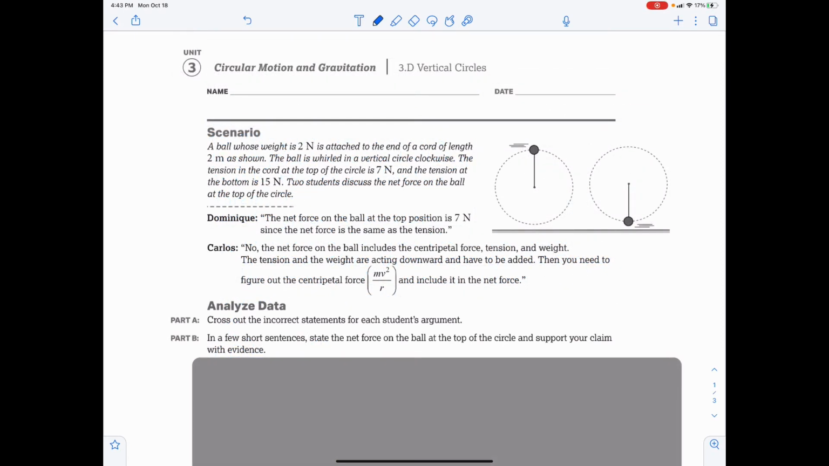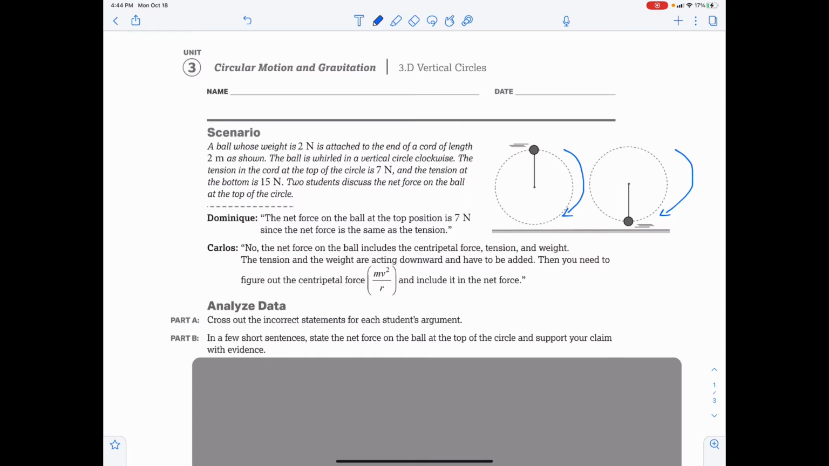Unit 3 Workbook. Activity D, Vertical Circles. Read the scenario along with me. A ball whose weight is 2 newtons is attached to the end of a cord of length 2 meters as shown. The ball is whirled around in a vertical circle clockwise. So like this. The tension at the top of the cord is 7 newtons and the tension at the bottom is 15.